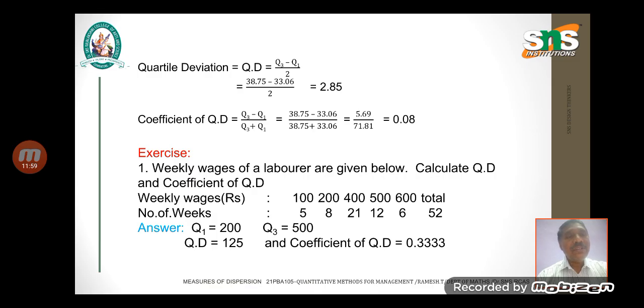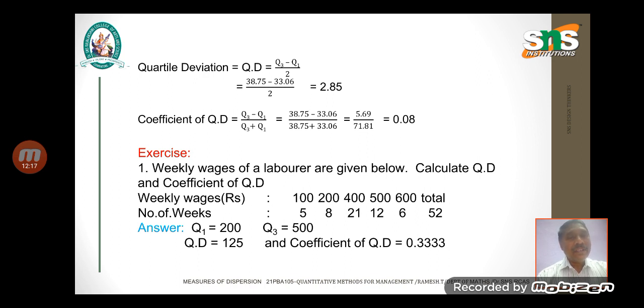So what is the quartile deviation? (Q3 minus Q1) by 2, that is equal to 2.85. Likewise, what is the coefficient of quartile deviation? It is 0.08. So these are all the calculations of quartile deviation and coefficient of quartile deviation.